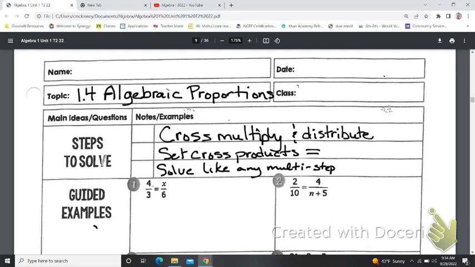So again, we're crisscross, cross multiplying, so not across the equal but diagonal. So 6 times 4 is 24. That's equal to, now I'm going to go the other direction, 3 times x, 3x, and then we can simply divide both sides by 3, and we find out that, of course, x is equal to 8.